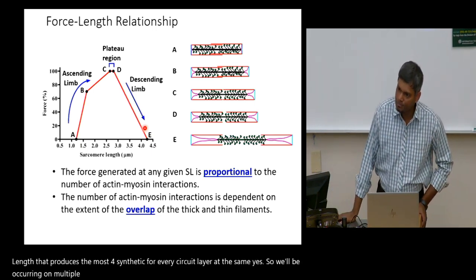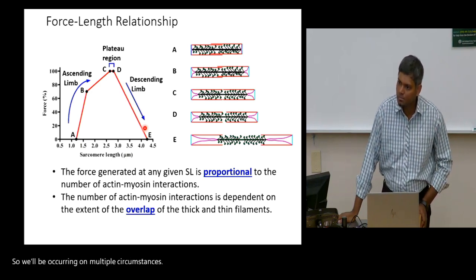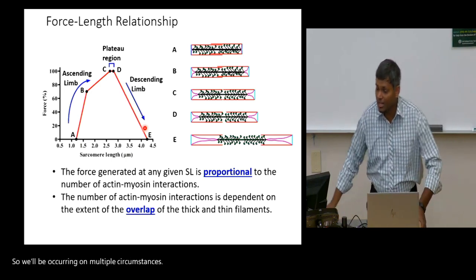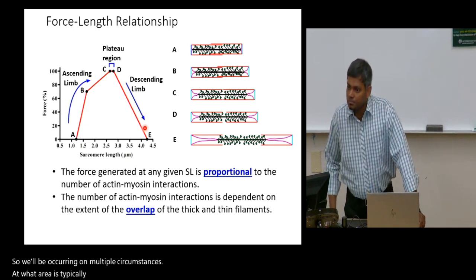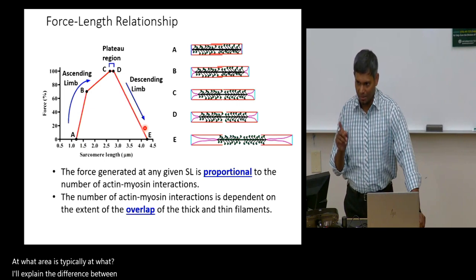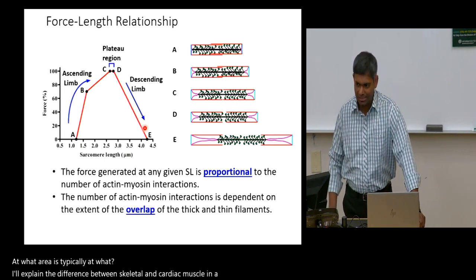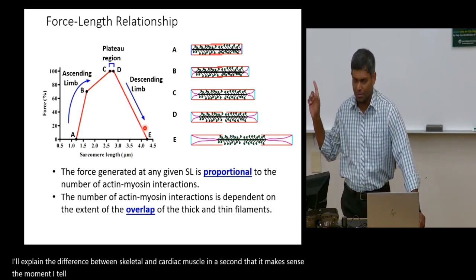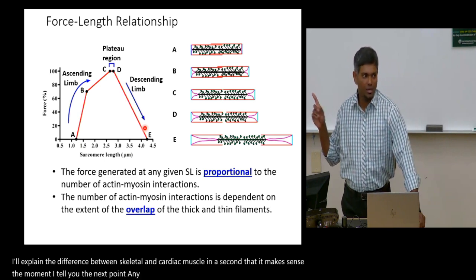Is it typically around joint angles of 90 degrees? At what? Say it's typically at what? Around joint angles of 90 degrees. I'll explain the difference between skeletal and cardiac muscle in a second. It'll make sense the moment I tell you the next point. Any other questions? Yes.